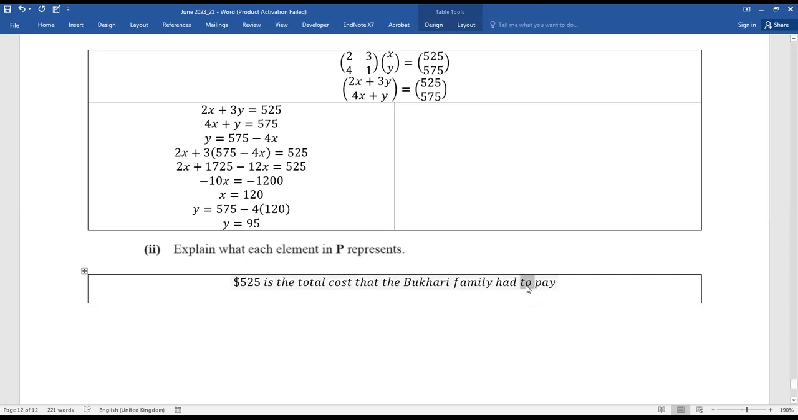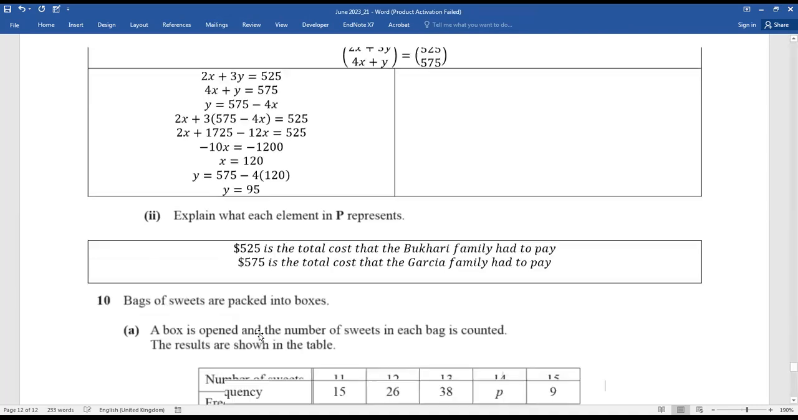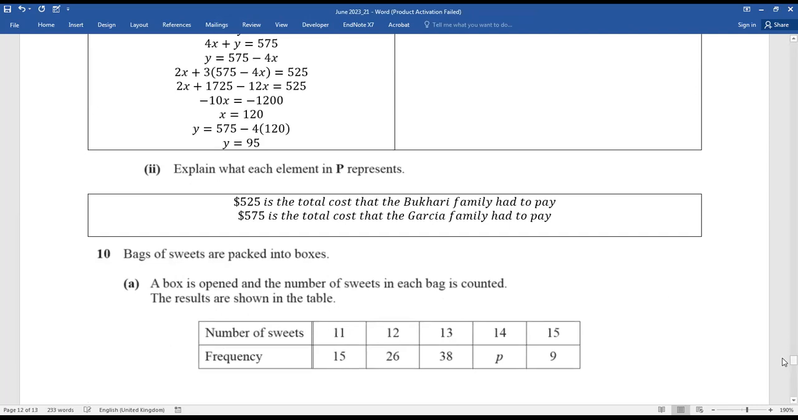And similarly, 575 is the total cost that the Garcia family had to pay. Okay. Moving on to question number 10.